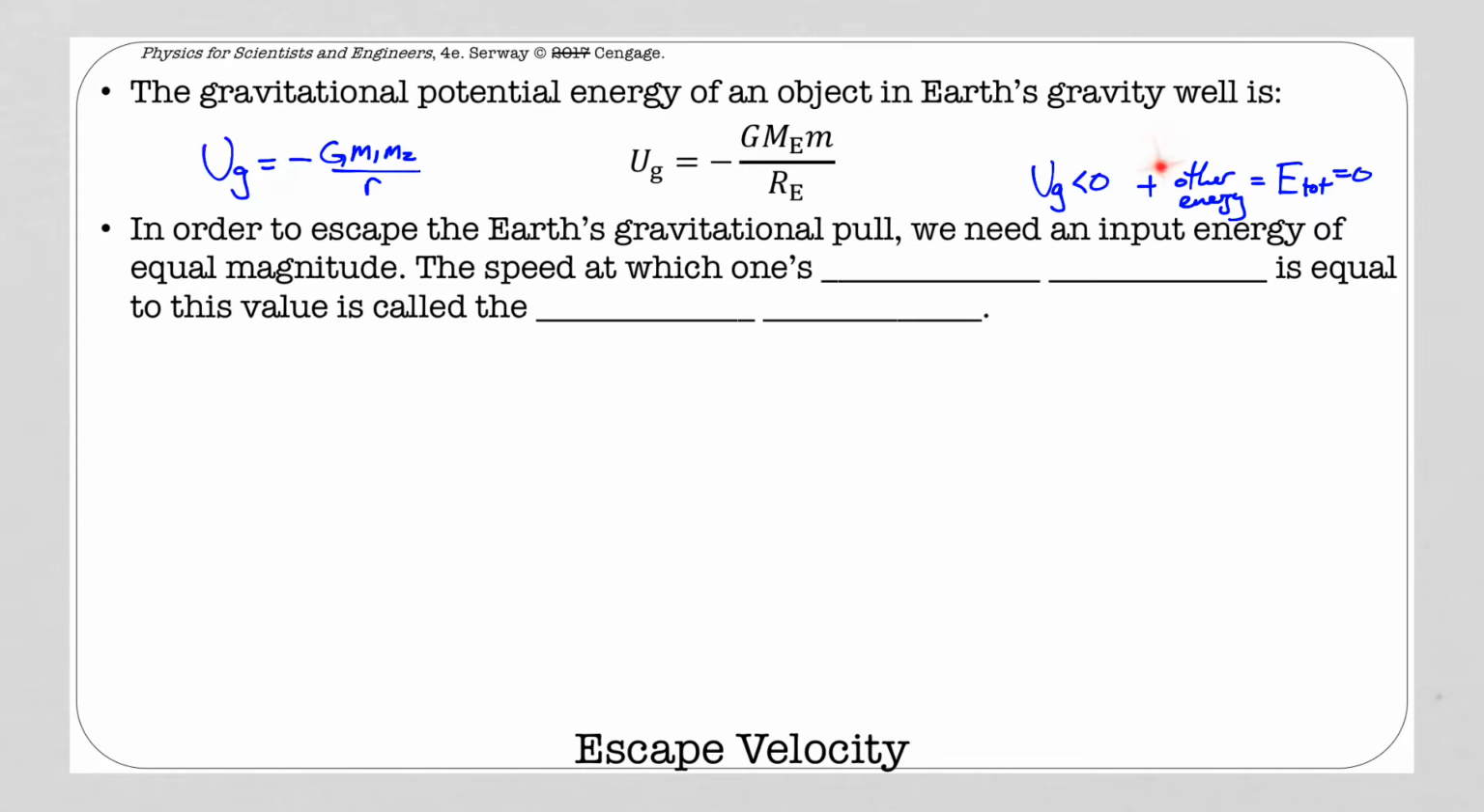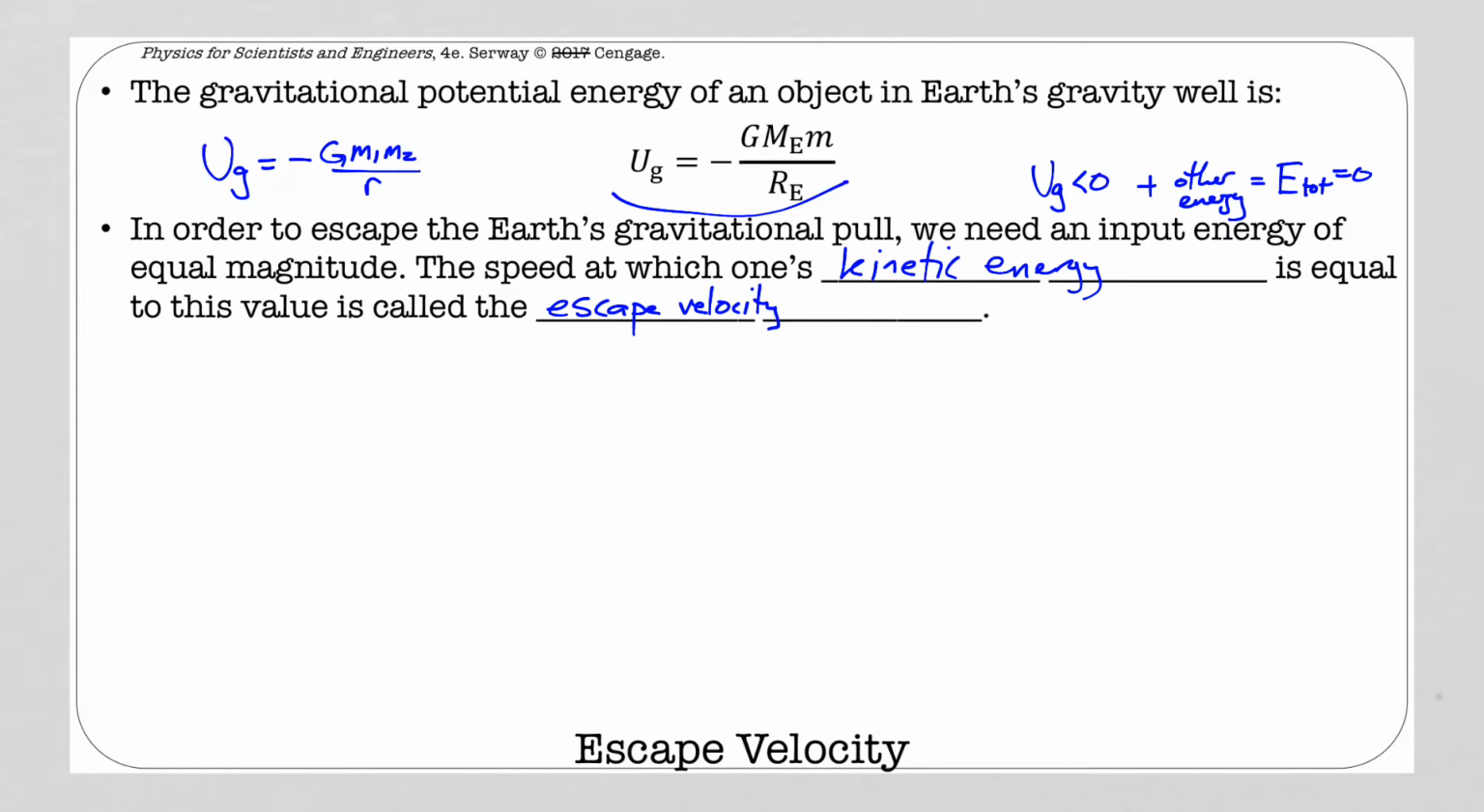One form of energy that we could have would be kinetic energy. If we're going fast enough, we would be able to trade kinetic energy for gravitational potential energy, and if we had sufficient kinetic energy, it would carry us out of the Earth's gravity well and off into space. The speed at which one's kinetic energy is equal to this value of the gravitational potential energy is called the escape velocity. That is the velocity that you must have in order to escape the Earth's gravitational pull.